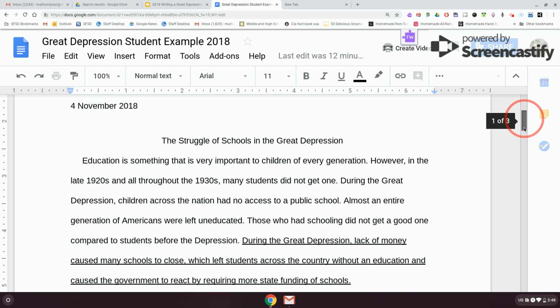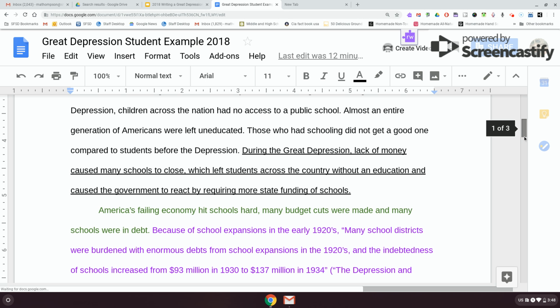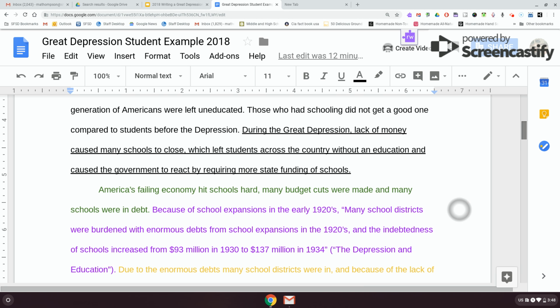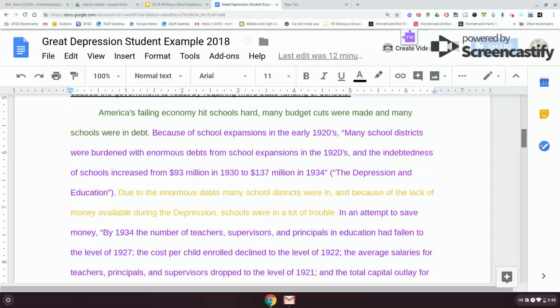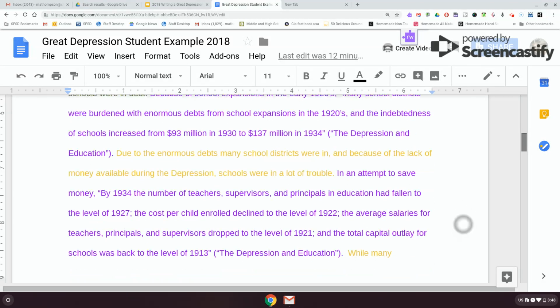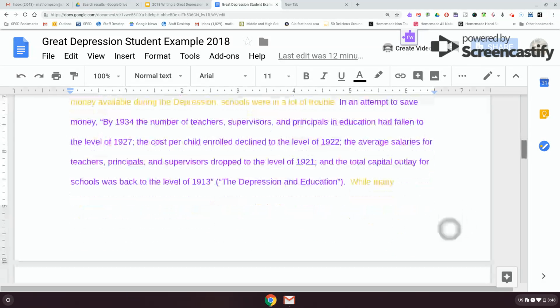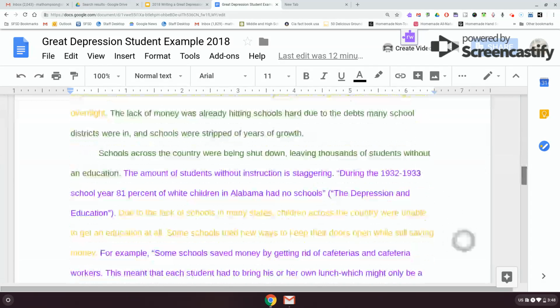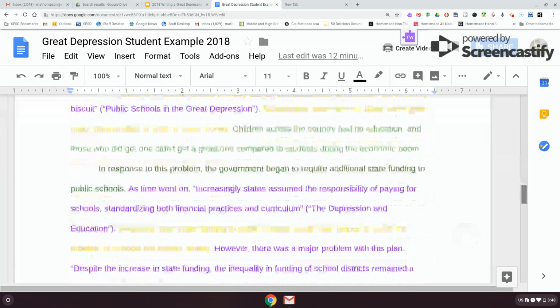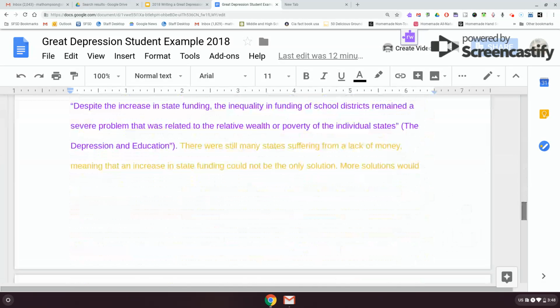You need a title. Notice nothing fancy. You can see the introduction here. I've got the thesis statement underlined. You can see a body paragraph coming up next. Topic sentence, or main point in green. You can see my purple evidence. You can see my yellow explanation. More purple evidence, more yellow explanation. And all the way through it follows this format. Body paragraph 1, body paragraph 2, and body paragraph 3.